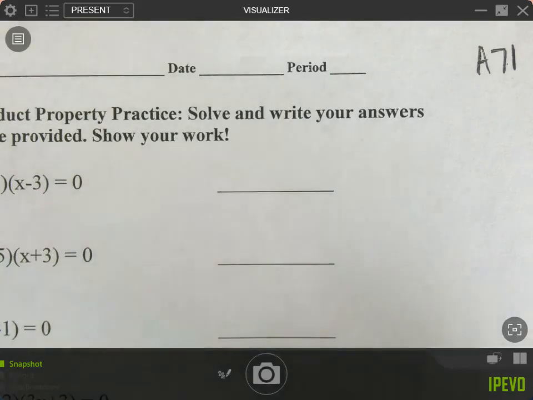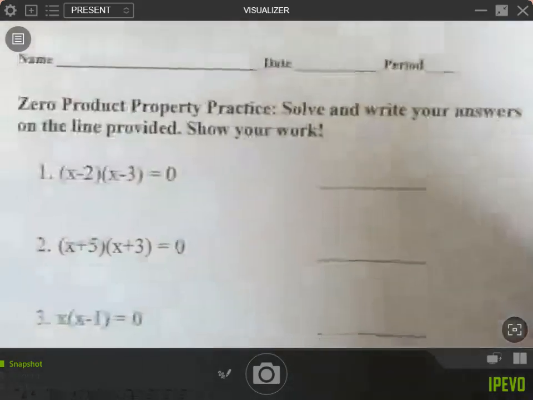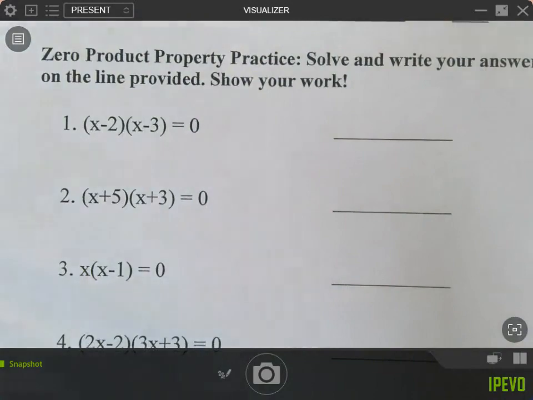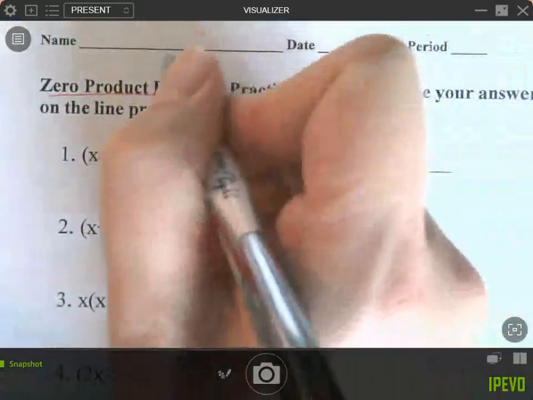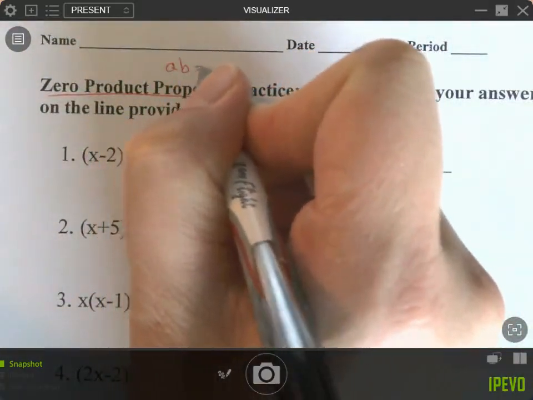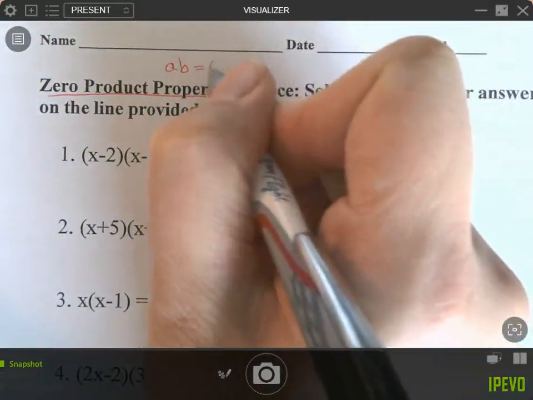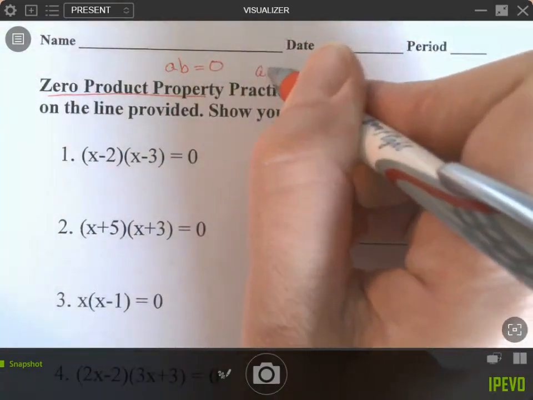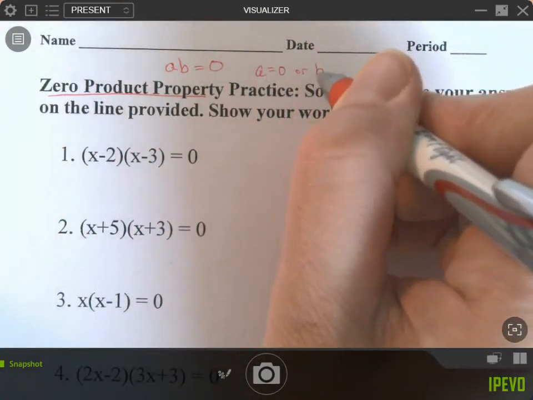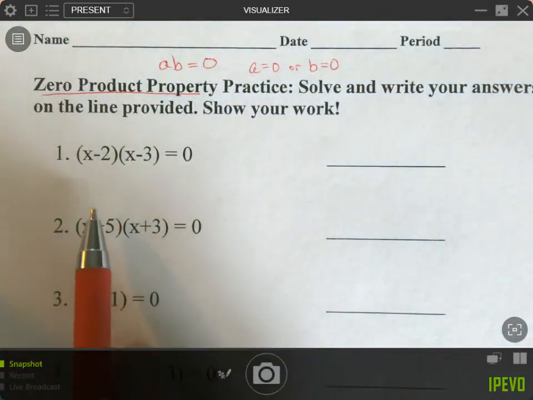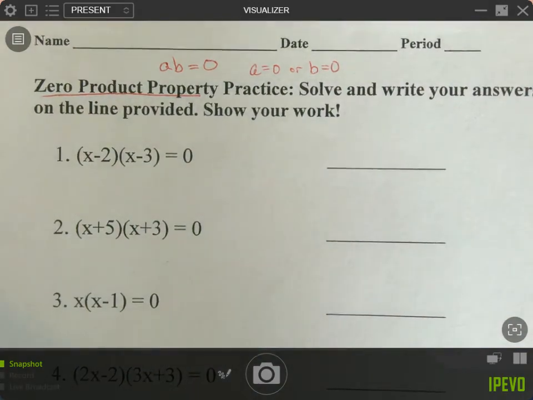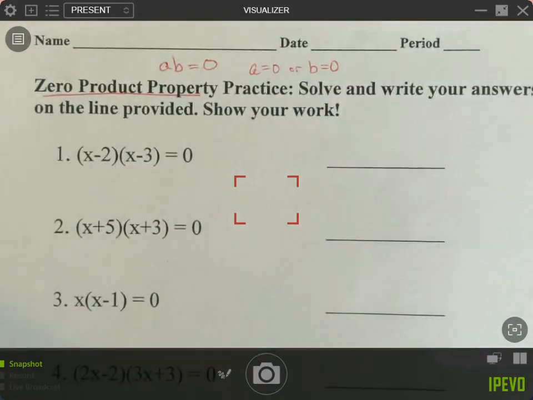All right, we are looking at A71, and we're actually just focusing on the zero product property to break these things down. The zero product property says if I have two things that multiply together and my product is zero, then either A equals 0 or B equals 0. What I want you to understand is these are already factored. You already have something times something equals 0. So the question is, what would make the final outcome 0?